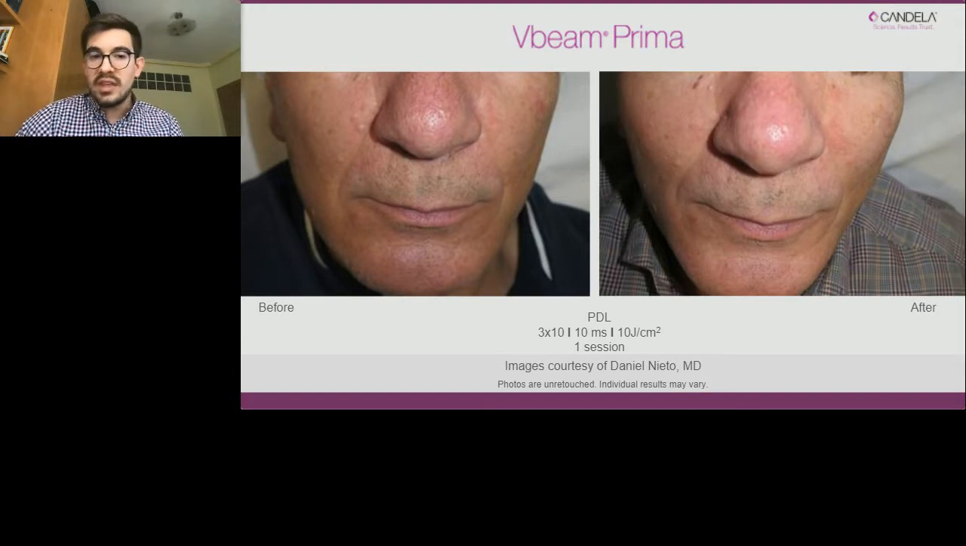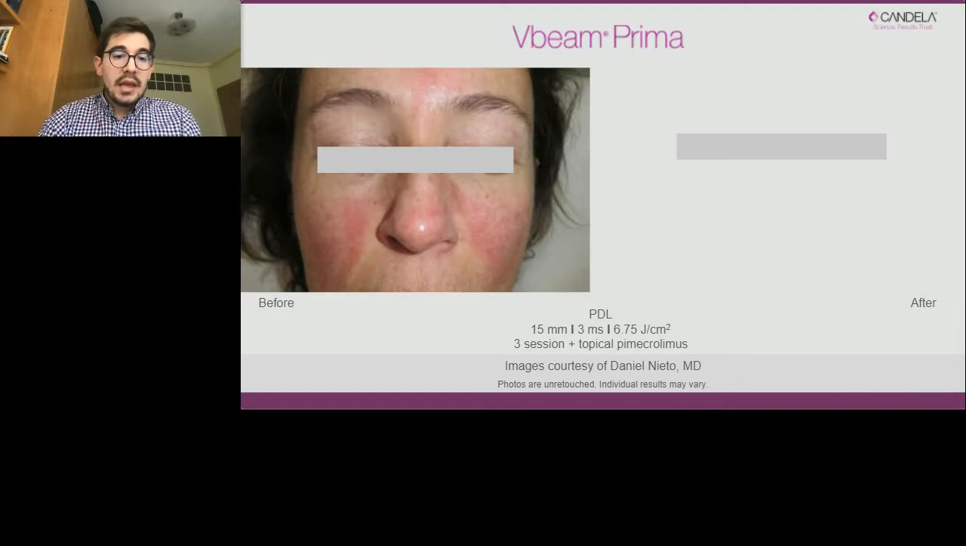Most of the erythema has resolved, and also those dilated vessels have disappeared. This is another patient with a pure form of erythematous rosacea with very frequent flares. In this case, I used the 15 millimeter spot with 3 milliseconds, 6.75 joules per square centimeter, not purpuric settings, and I combined it with a topical pimecrolimus because the patient suffered from frequent flares. And after just 3 sessions, this is the result.